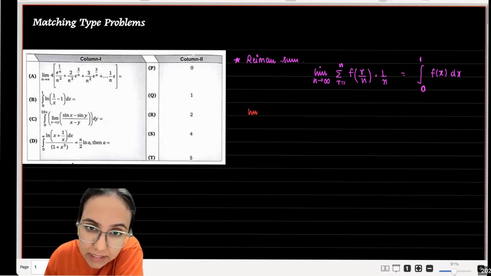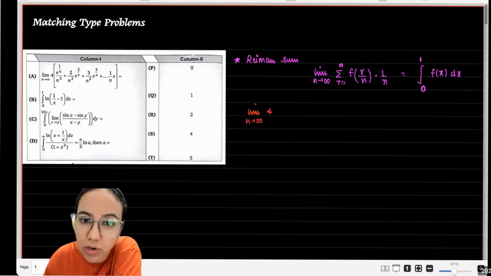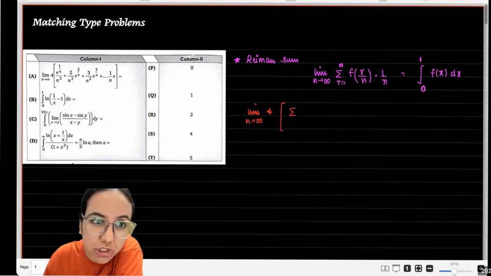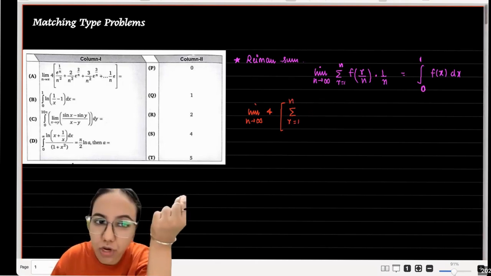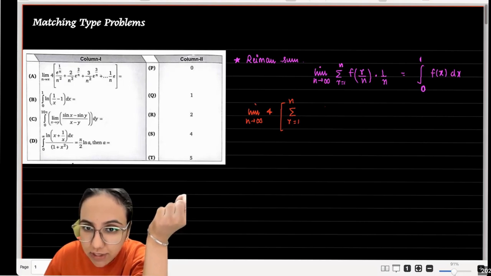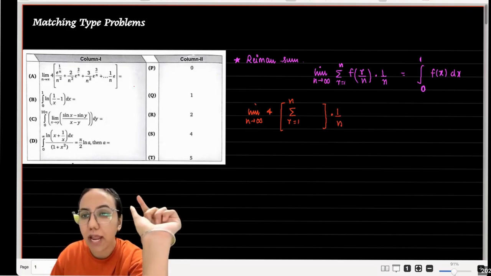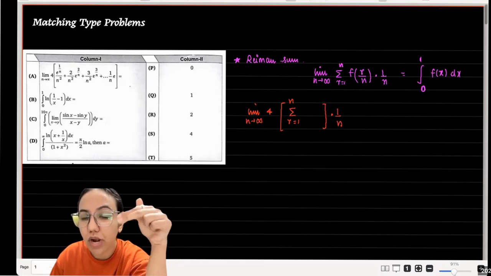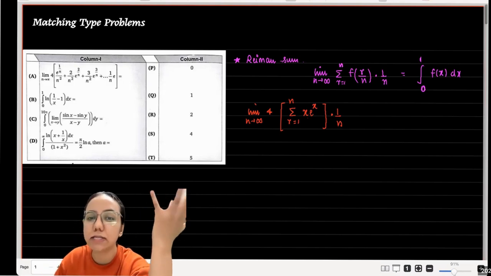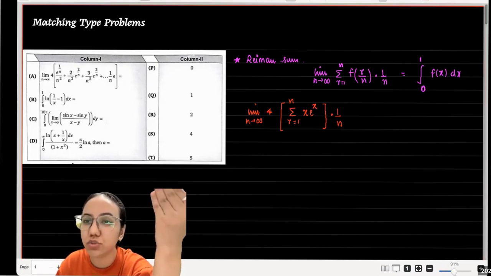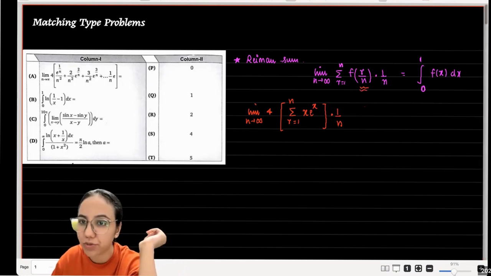I can write this as limit n approaching infinity. 4 will remain as it is, or you can take your 4 outside. I can write this as summation, where r is running from 1 to n. If you observe the function, take 1 over n outside for a while. Let it be 1 over n. Now look at the function. It's 1 over n e raised to 1 over n, 2 over n e raised to 2 over n. So I can generalize this as x e raised to x, where x is nothing but 1 over n, 2 over n. x is just a function in terms of r over n format.